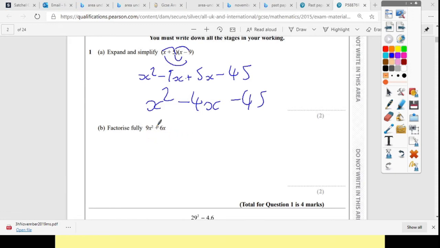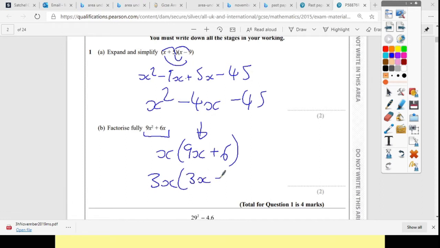Factorise fully. Okay, first of all, have a look. I can obviously take an x out of both terms. So I'm going to put x brackets 9x plus 6. Have a look in your brackets, see if another term is there, and then you realise I can actually take 3 out as well. So I'm also taking 3, which will then make this 3x plus 2. There's nothing in the brackets I can deal with, so that's your answer. 3x brackets 3x plus 2.